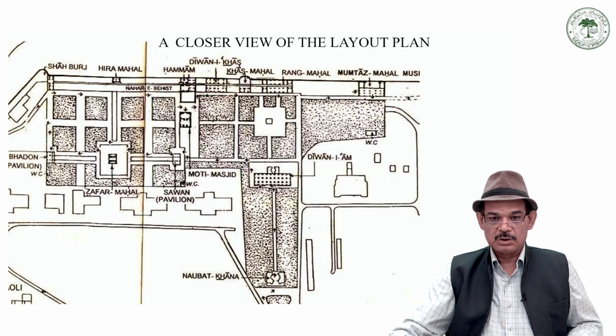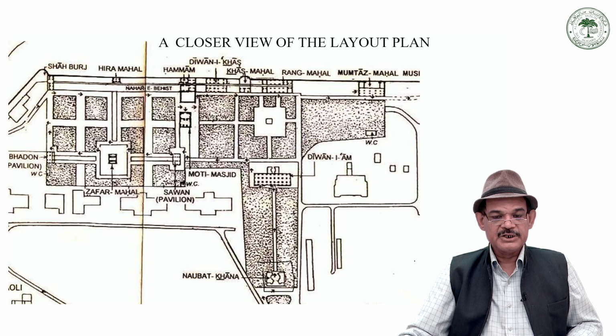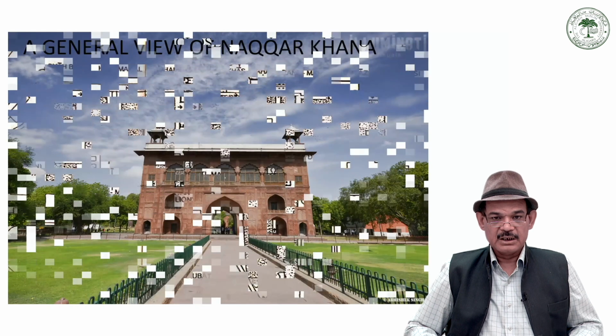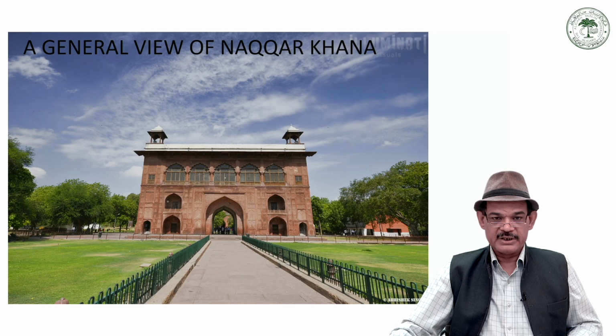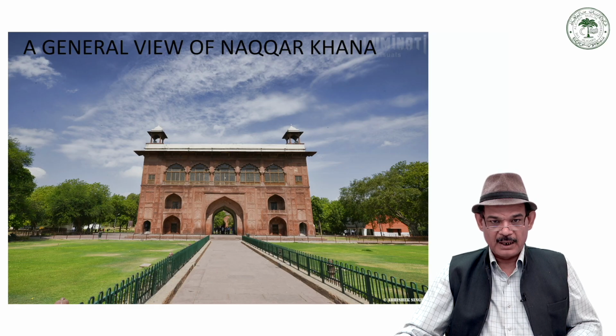After the Chatta Chowk, we reach a structure that is known as Nawat Khana. Nawat Khana is a drum house. Here the ceremonial drum was beaten, and this structure was also known as the Hathi Pole. It's a three-storied building, and this building was built on a rectangular plan.